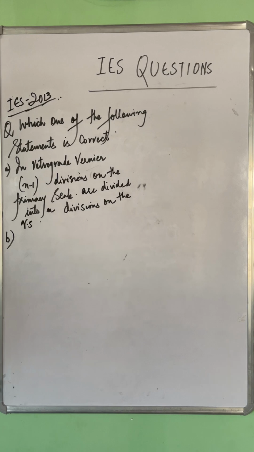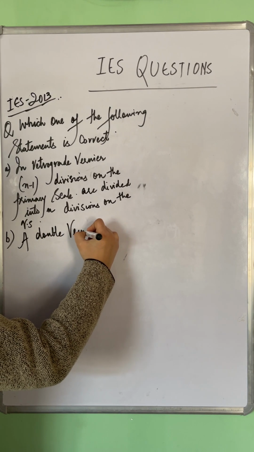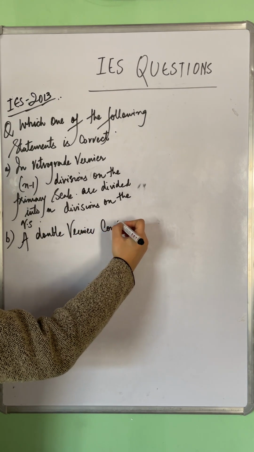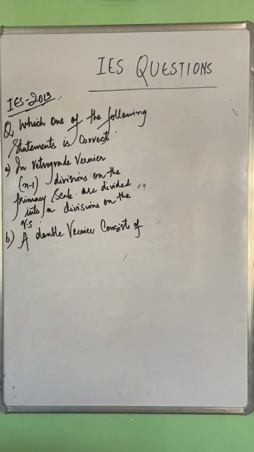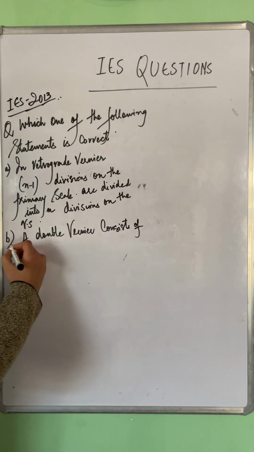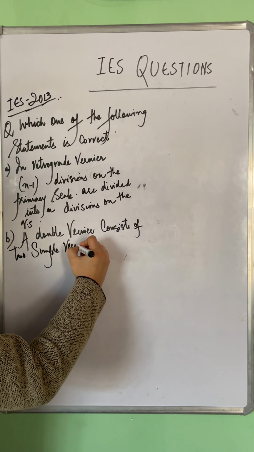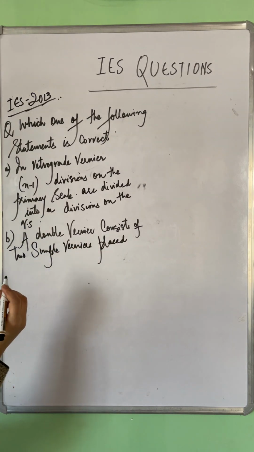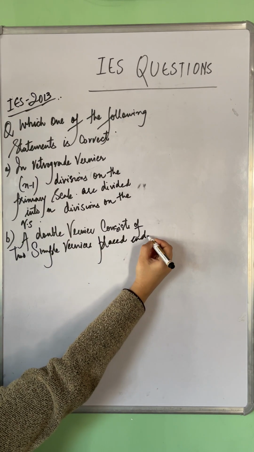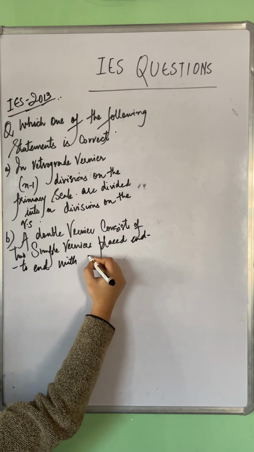B. A double vernier consists of two simple verniers placed end to end with 0 at the center.